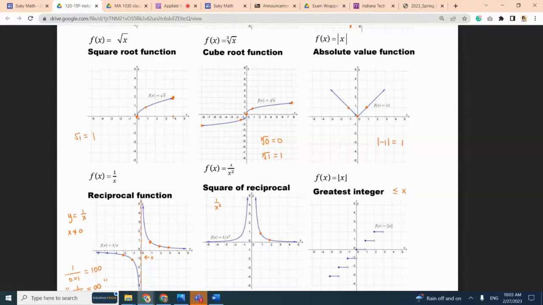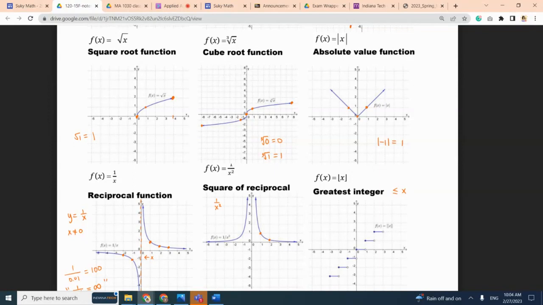We have handouts here. Absolute value, V shape, right? Absolute value, V shape. Reciprocal, like that, right? Reciprocal. This is called a vertical asymptote. You're approaching this line, getting closer to it, but never touch it. Okay, so this is a vertical asymptote.